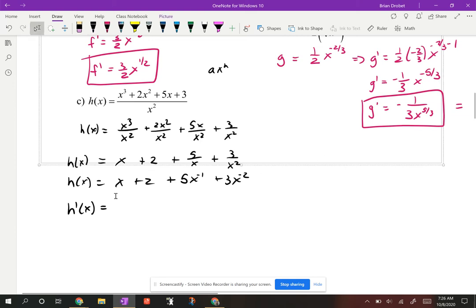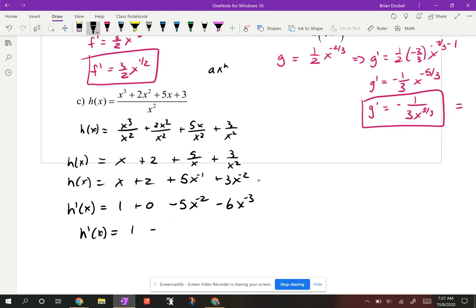All right, the derivative of x is 1. The derivative of 2 is 0. The derivative of 5x to the -1 is -5x to the -2. Bring the -1 down, subtract 1 from it. And then minus 6x to the -3. Once again, bring the -2 down, subtract 1 from it. So let's write this in simplest form: 1 minus 5 over x squared minus 6 over x cubed.